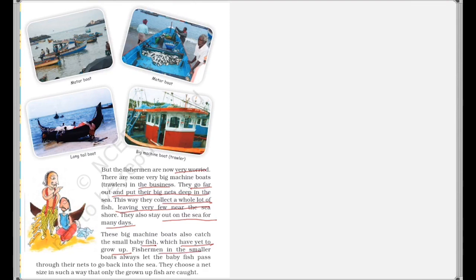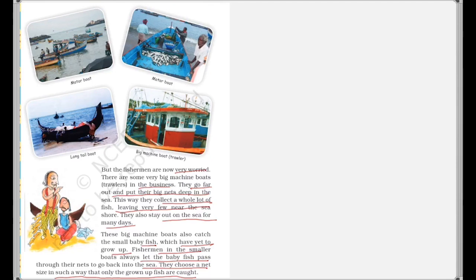Fishermen in the smaller boats always let the baby fish pass through their nets to go back into the sea. They choose a net size in such a way that only grown-up fishes are caught. So the small fishermen do not catch the baby fish. They only catch the grown-up fishes and let the baby fish flow away.